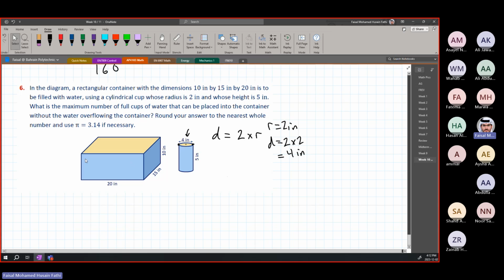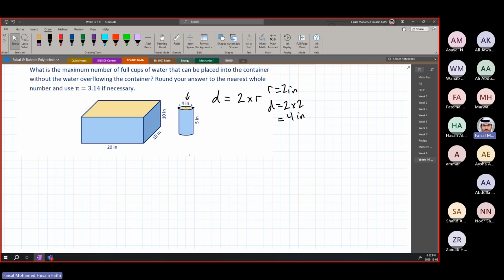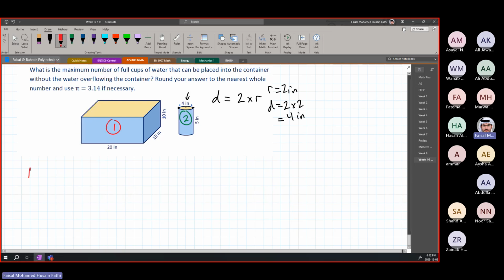You have to first find the total volume of this and the total volume of this. Let's do that step by step. Round your answer to the nearest whole number and use pi as 3.14. So step by step. First step. Let's do this as number 1 and let's do this as number 2. Okay? So let's start with number 1.